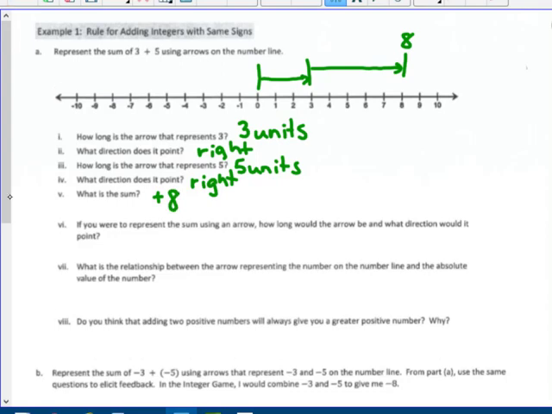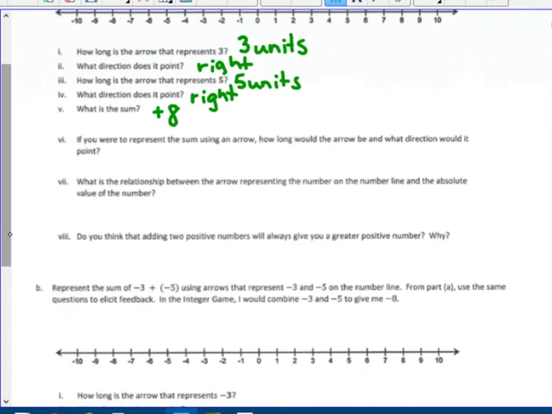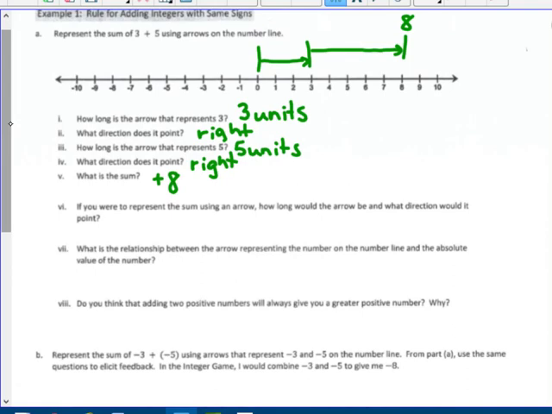We learned that in kindergarten and first grade. If you were to represent just the sum using an arrow, how long would it be? Well, the sum is 8. It would get all the way down there. It would be 8 units, right? And how long would the arrow be, and what direction would it point? To the right, because it's positive.